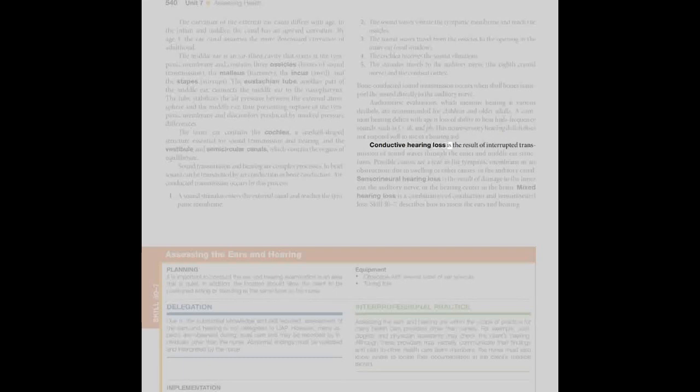Conductive hearing loss is the result of interrupted transmission of sound waves through the outer and middle ear structures. Possible causes are a tear in the tympanic membrane, or an obstruction, due to swelling or other causes, in the auditory canal. Sensory neural hearing loss is the result of damage to the inner ear, the auditory nerve, or the hearing center in the brain. Mixed hearing loss is a combination of conduction and sensory neural loss.